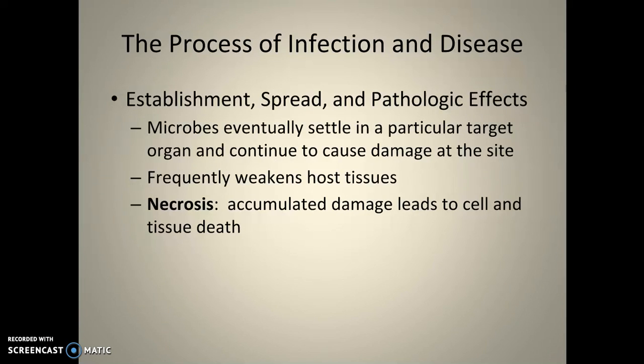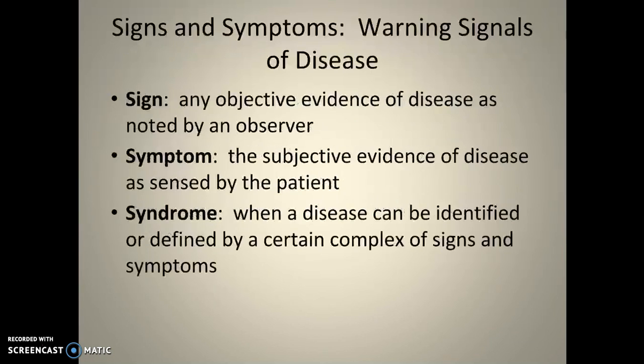All right, so the bacteria is now in, and it starts to produce these factors that lead to damage within the tissue. The host tissues become weakened, and if the immune system is not able to fight it off, or it's not treated, then over time more and more damage can be done. And it can lead to cell death and tissue death, which is called necrosis. So what are some of these warning signs that you have the infection?